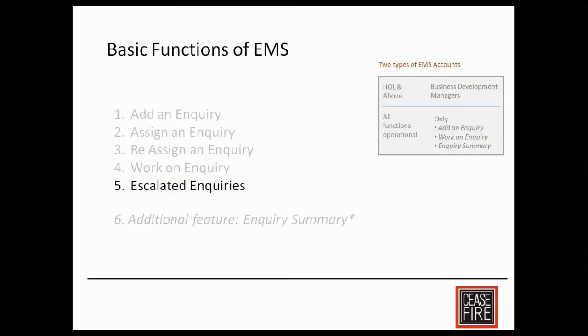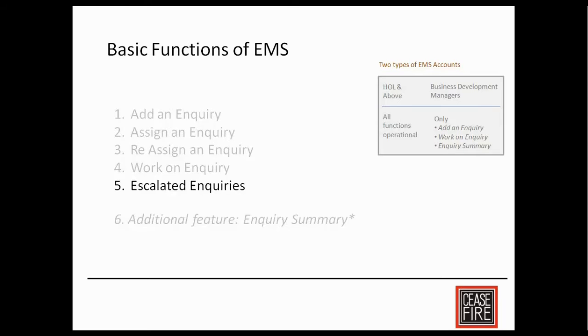Then we have the escalated inquiries tab. This tab is available again for HOLs and above only, for them to see inquiries which have got escalated. The escalation system on EMS creates and tracks escalations on 2 parameters. It escalates basis, number 1, if the inquiries are not assigned yet, and number 2, if no work happens on an inquiry.